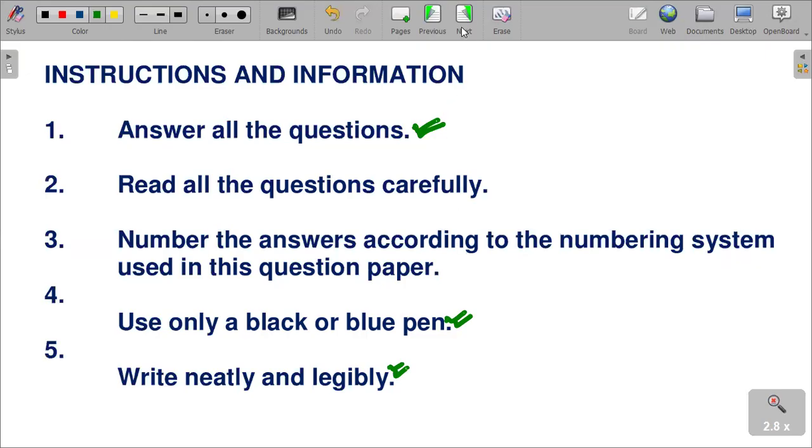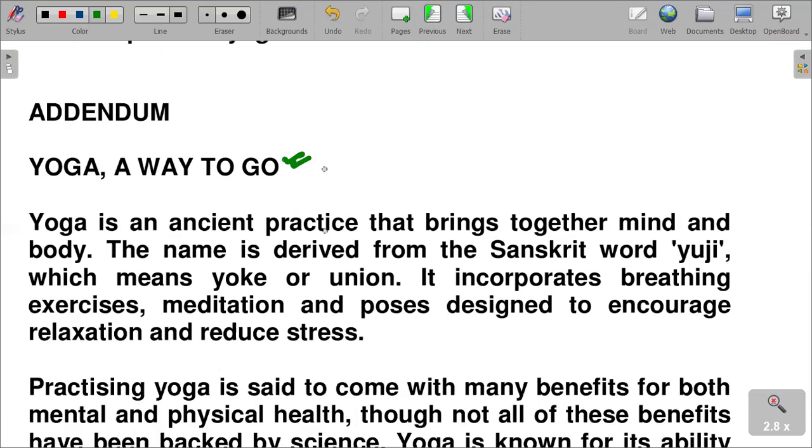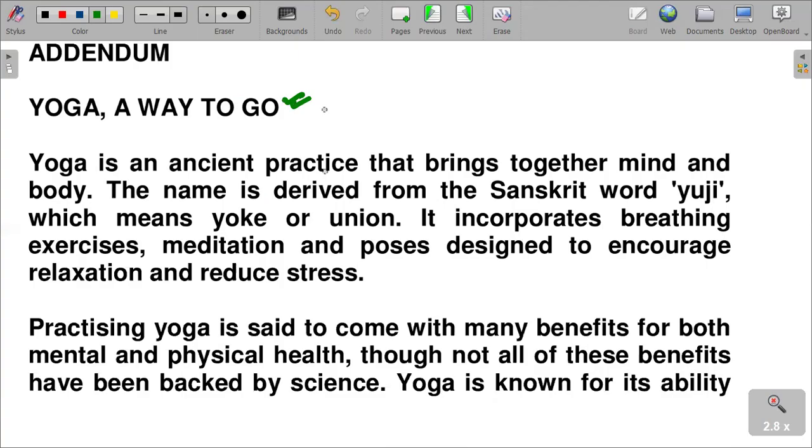I'm going to go through the question paper right now. It's question 1, a precis. The addendum attached contains an article on how and when to practice yoga. There is an addendum that is attached there. So addendum, yoga, a way to go. You see, this is a very long comprehension, or a very long attachment, which is explaining about yoga here. What I just want you to take note of is that this article is going to help you to answer the questions that follow. As you are going through these questions, your reference and guideline is coming from this article. So like I'm saying, this is just a guideline. This is just a coaching, a mentoring session that I'm giving to you.